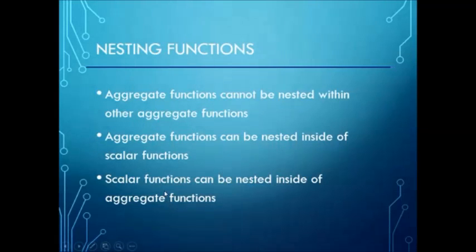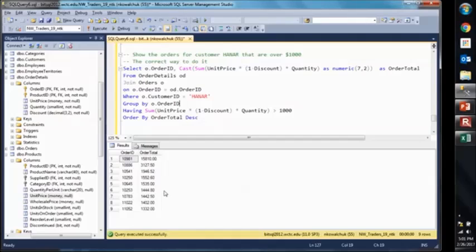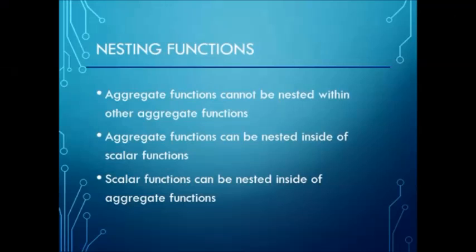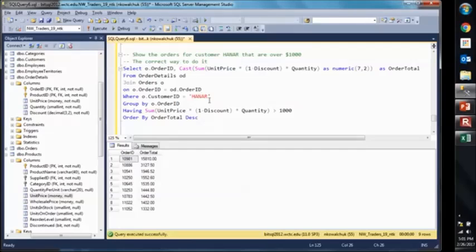So I can cast the aggregate function there. I can put a scalar function inside of an aggregate function. So I could flip these around. That would work. Not in this scenario, but to have a scalar function inside of an aggregate function would work. I just can't have an aggregate function inside of another aggregate function.